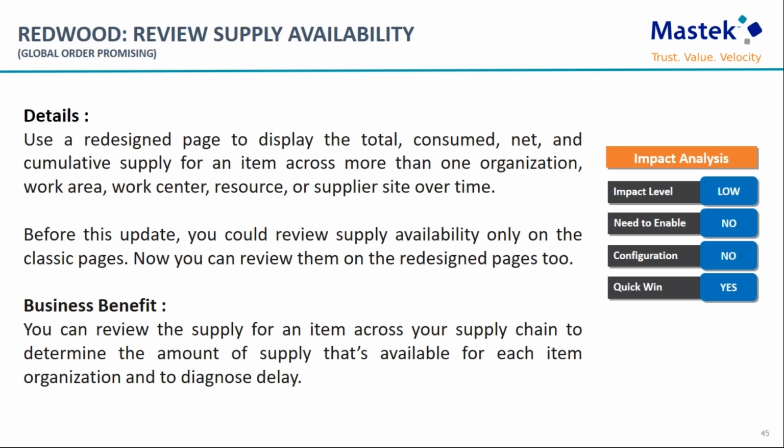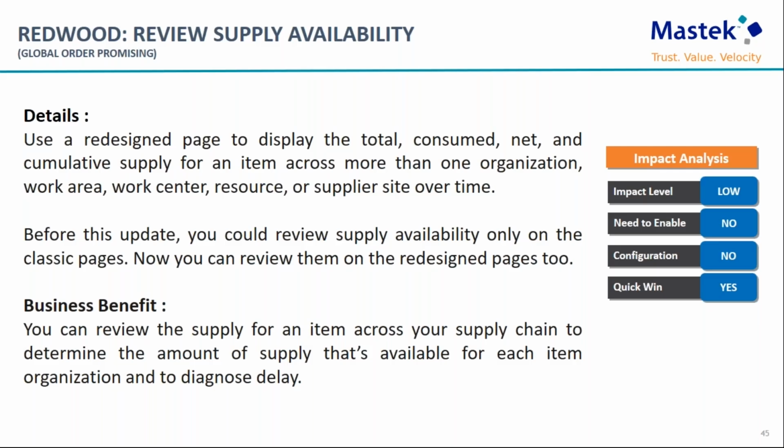The next feature is review supply availability, which is also a Redwood feature. We can use a redesigned page to display the total consumed, net, and cumulative supply for an item across more than one organization or work area, work center, resource, or supply site over time. Before this update, we could only review supply availability on the classic pages, but now we are provided with a redesigned Redwood page to use this feature.